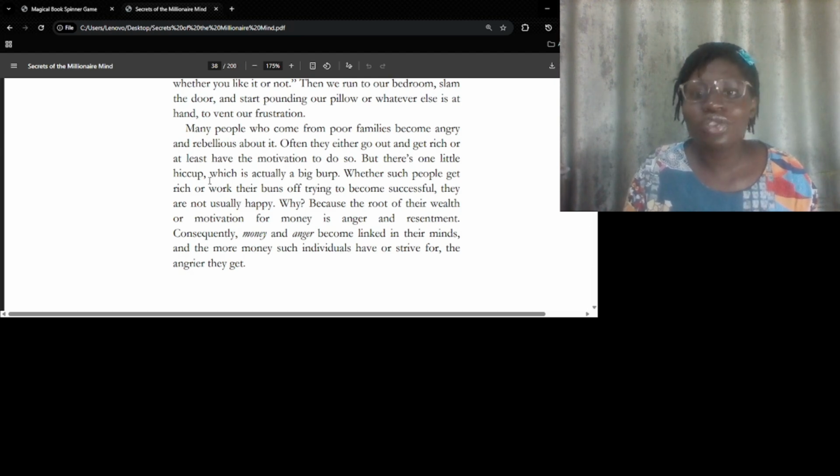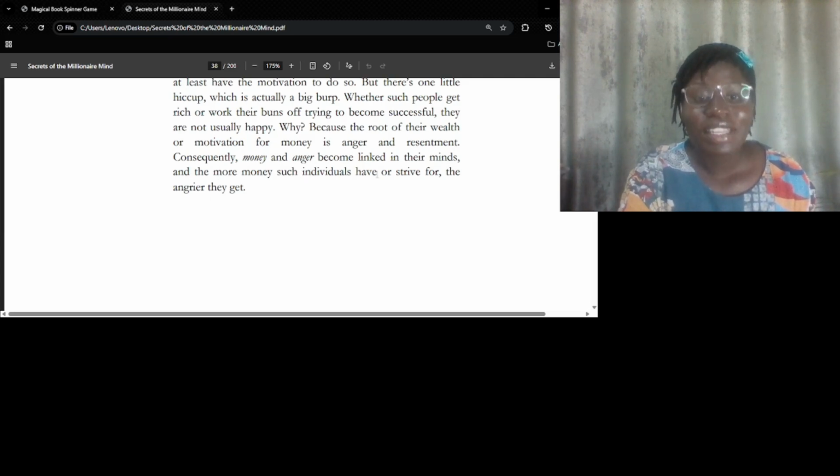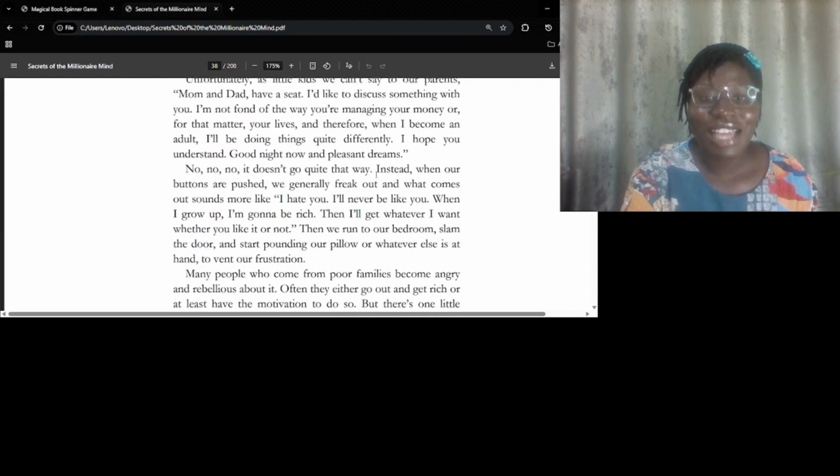But there is one little hiccup, which is actually a big bump. Whether such people get rich or work their butts off trying to become successful, they are not usually happy. Why? Because the root of their wealth or motivation for money is anger and resentment. Consequently, money and anger become linked in their minds, and the more money such individuals have or strive for, the angrier they get. This is the end of page 30.